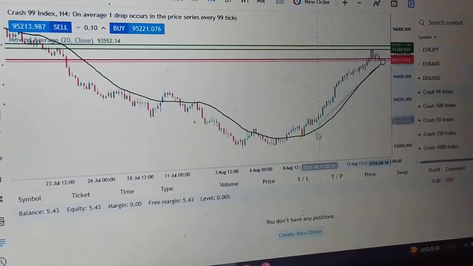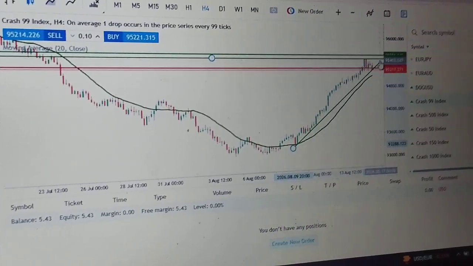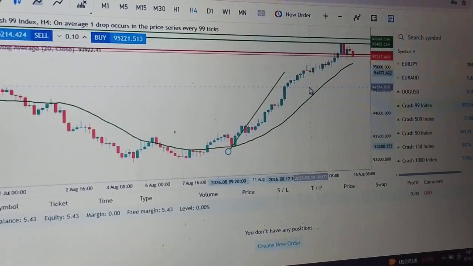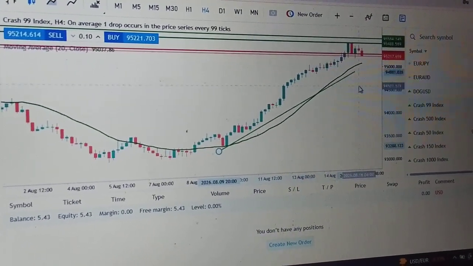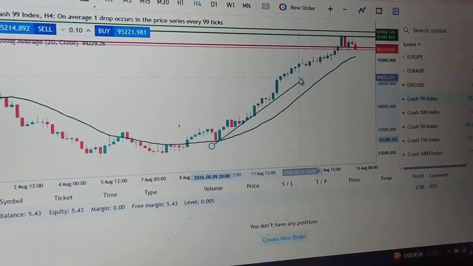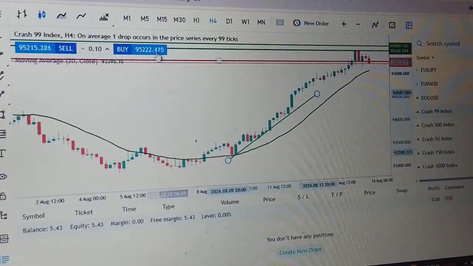As you can see, the market is above the moving average, but we're starting to have red candles on the 4-hour chart. That is on crash 99. So on this one you'll have to wait until the market comes to the 20 moving average. You'll have to wait, so be patient.